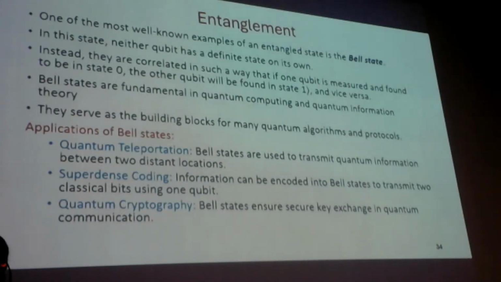In the state, neither qubit has a definite state on its own. Always it is influenced by the other. Entanglement. So there is some effect of one on the other. They cannot be independent. They are correlated in such a way that if one qubit is measured and found to be in state 0, the other will be in state 1 and vice versa. They are fundamental, as I said, in quantum computing and quantum information theory. They are building blocks for many algorithms. So that's why it's important.